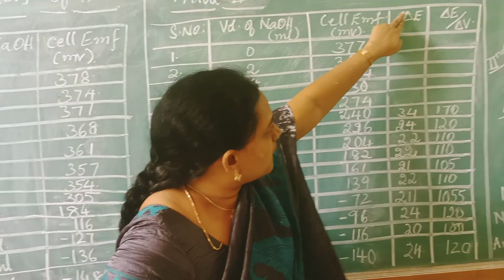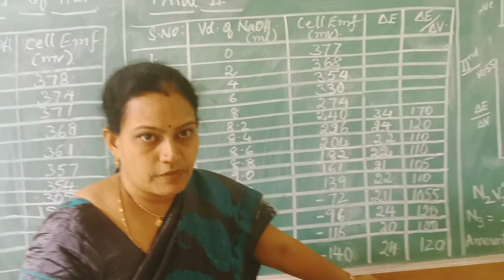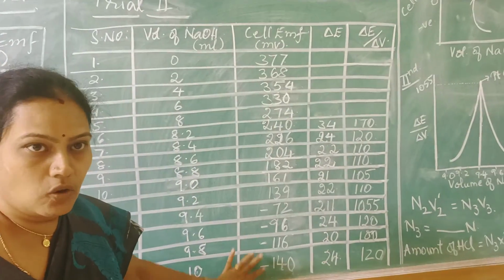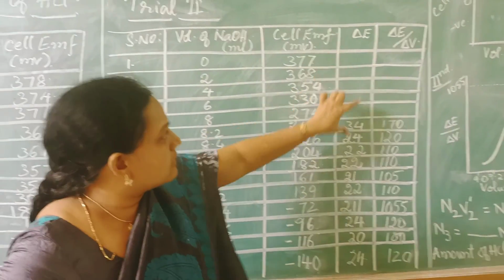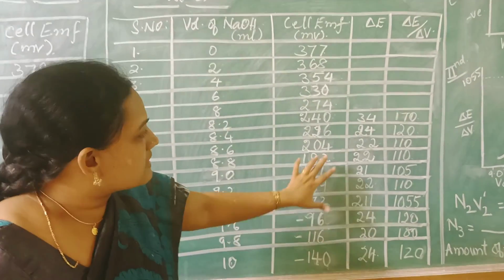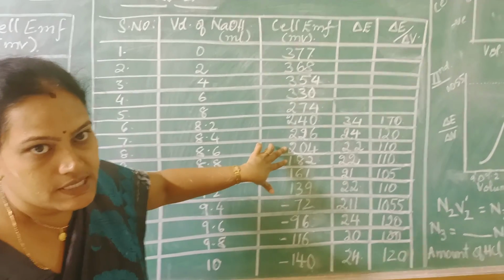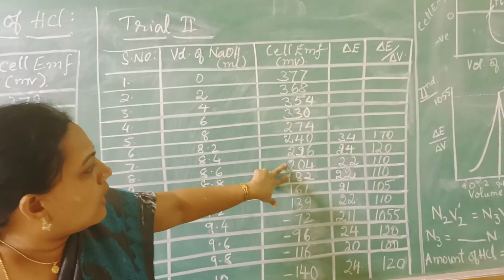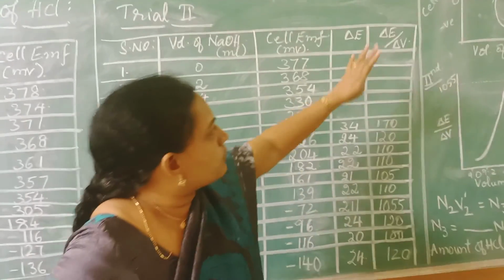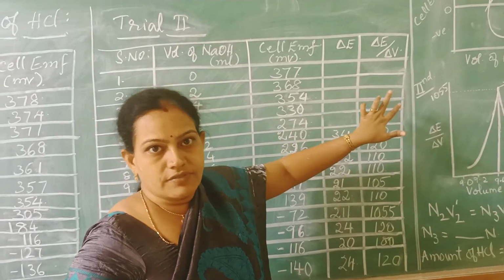Now I have obtained the delta E values from this particular reading or observation. Now what are these delta E values? The difference between two consecutive EMF readings. Now apart from delta E values, I have obtained the values of delta E by delta V as well.